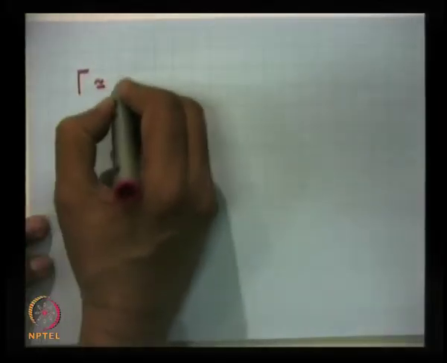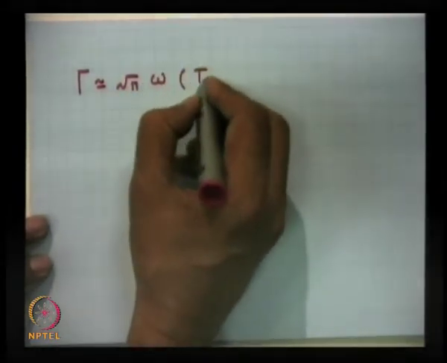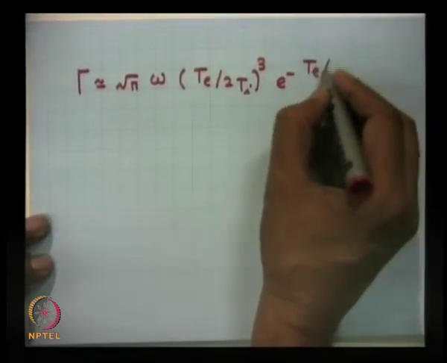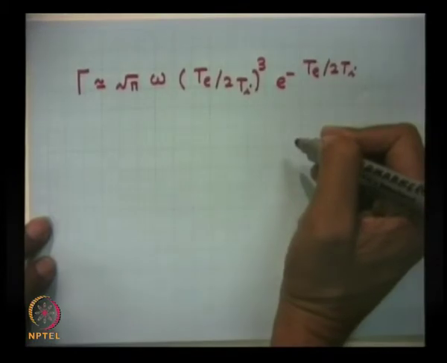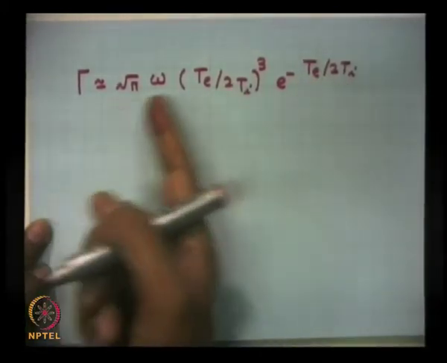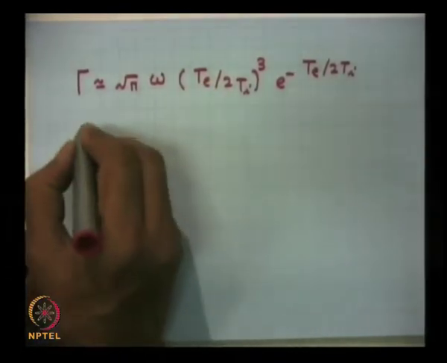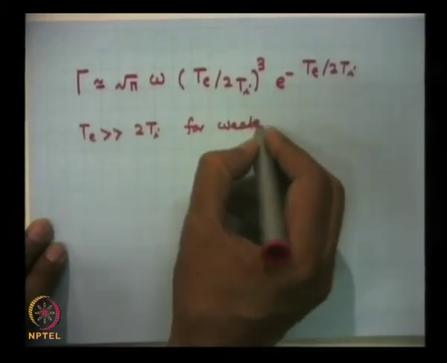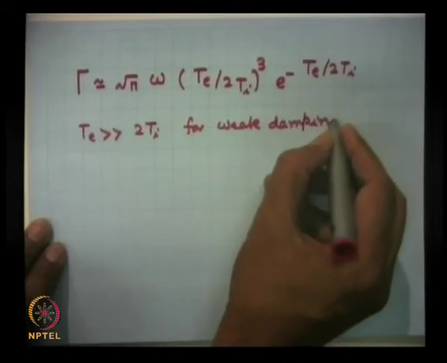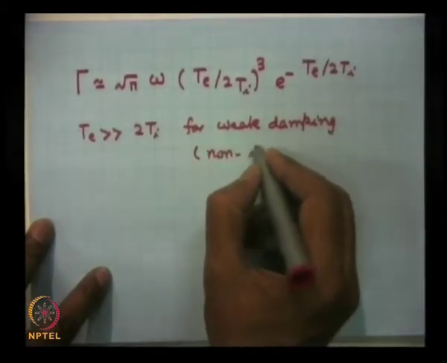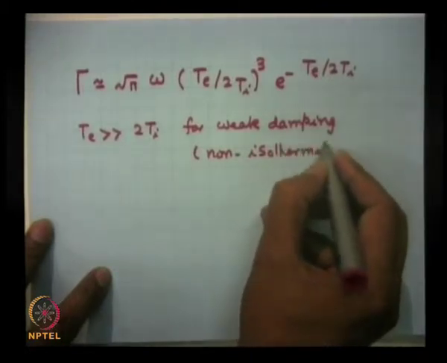The damping rate turns out to be, for a low frequency wave, gamma of the order of root pi omega times Te upon 2 Ti, cubed, times exponential minus Te upon 2 Ti. This is very important. This tells that unless Te is much bigger than 2 Ti, there will be very strong Landau damping of ion acoustic waves. So, Te must be much bigger than 2 Ti for weak damping of these waves. A plasma in which the temperature of electrons is much bigger than the ion temperature is called non-isothermal plasma.